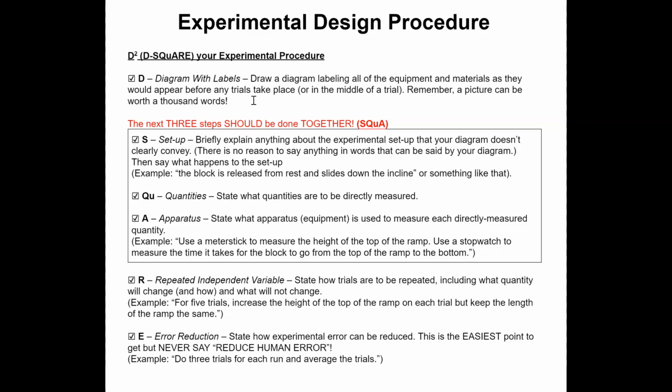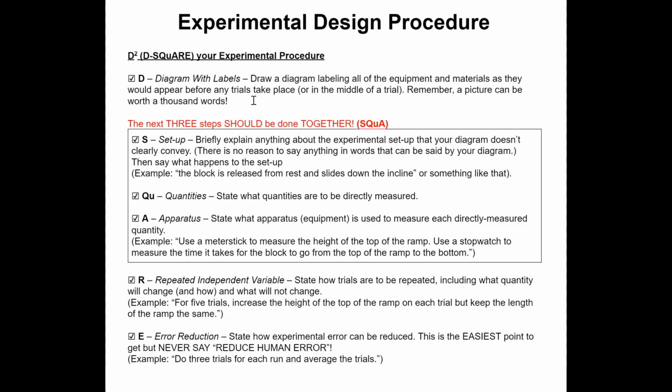The next three steps are done together, and that is the setup, the quantities, and the apparatus. The setup really just tells the reader exactly what's happening or anything that's not going to be in the picture. We know that the picture says 1,000 words. However, we still need to explain kind of what's going on. So we might say something similar to the block is released from rest and it slides down the incline. As it slides down the incline, we time how long it takes for it to go from point A to point B. And that might be something good to measure too.